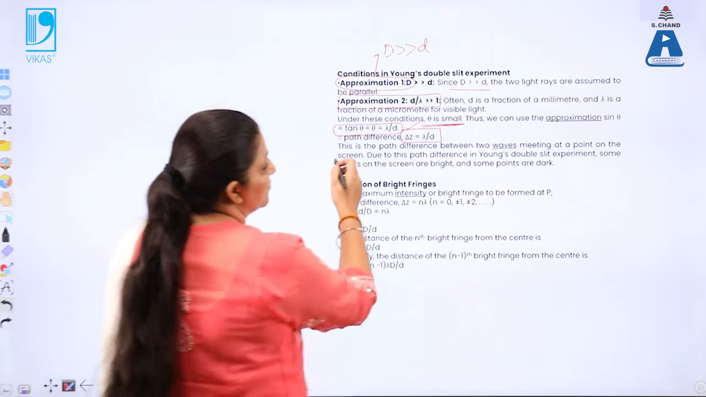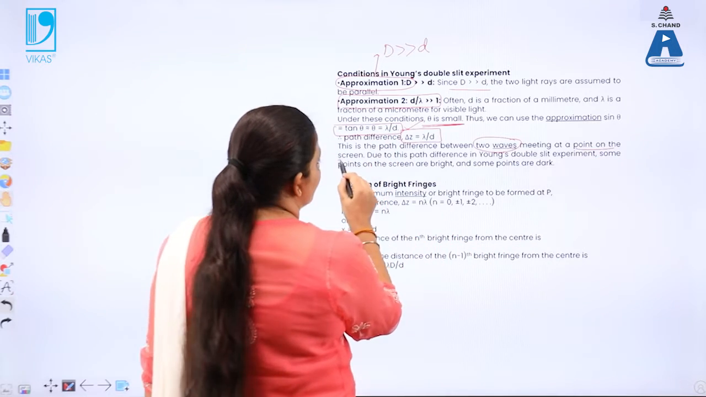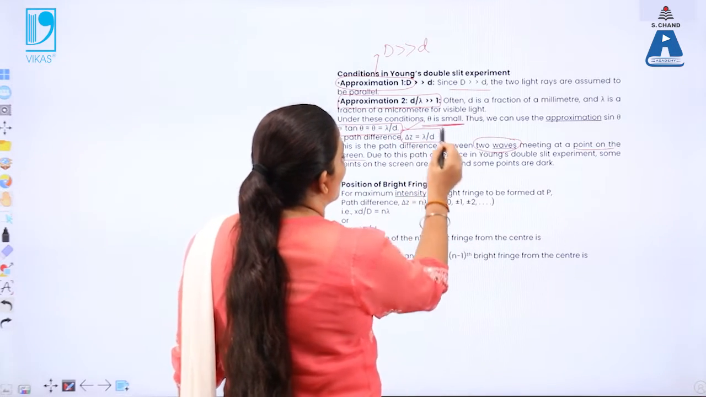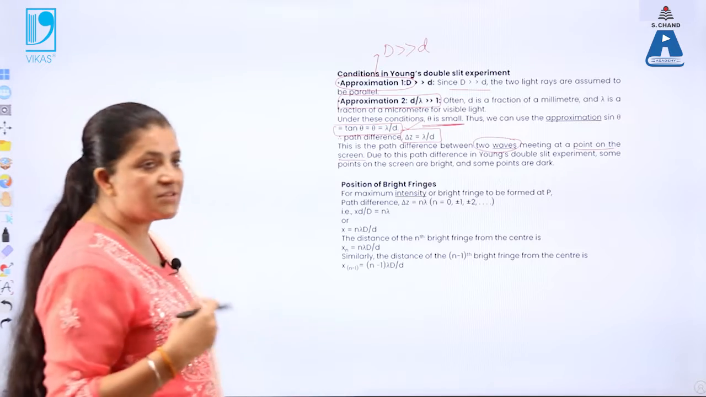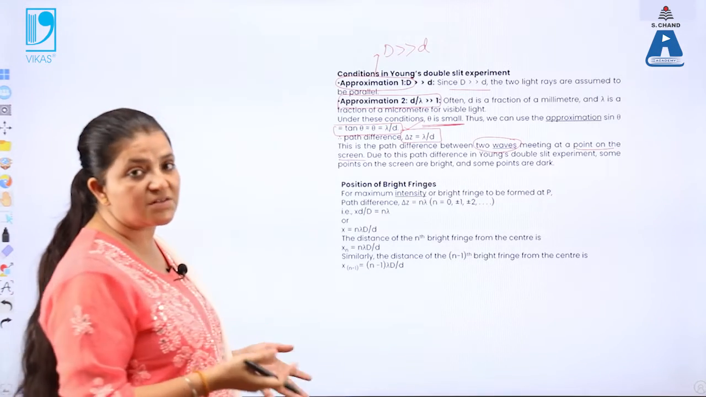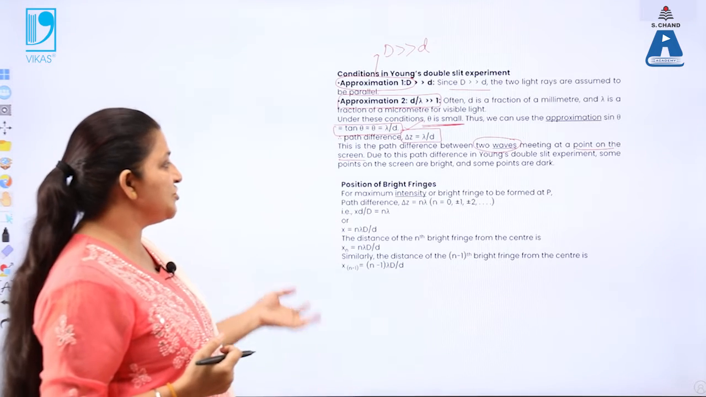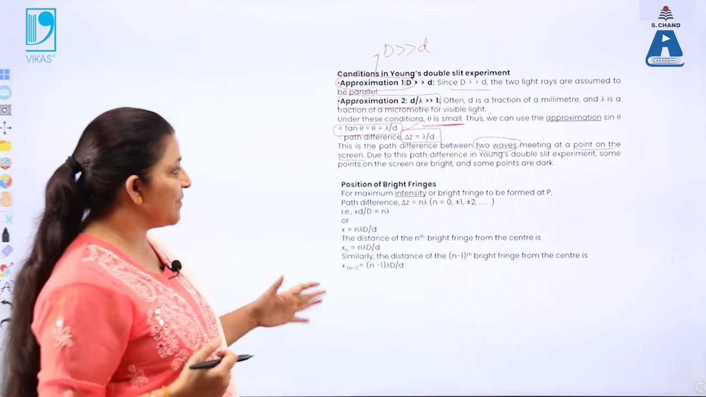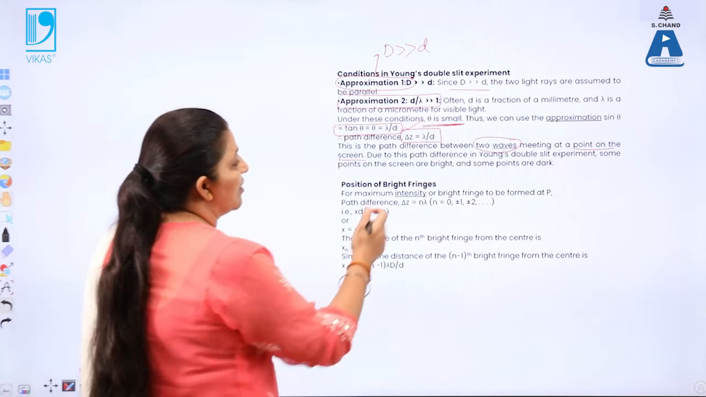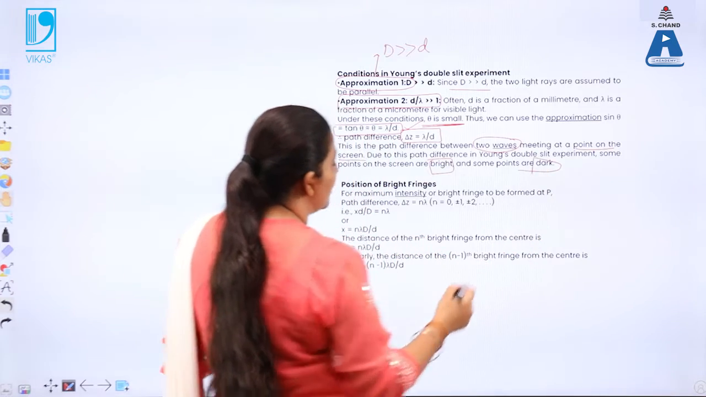Now this is the path difference between the two waves which are meeting at a point on the screen. Depending upon the path difference, whether it gives the maximum intensity or the minimum intensity, we will get the positions of maxima and minima on the screen. Corresponding to that, bright and dark points are formed on the screen.